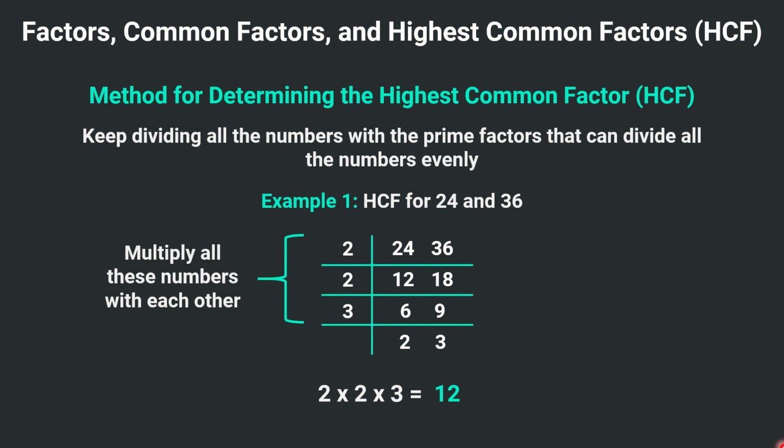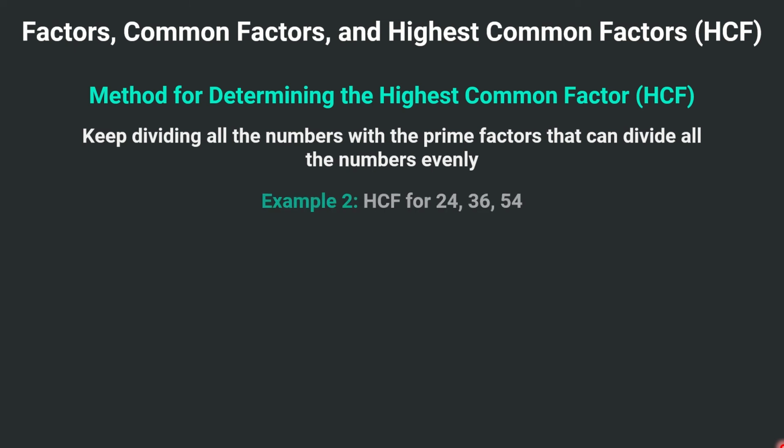So let's try another example. Now we will determine the highest common factor for 24, 36 and 54. Now we have three numbers, so we will follow the same method. So 24, 36 and 54. As you can see, all are divisible by 2. So we will divide all three of them by 2. Divided by 2, we will get 12, 18 and 27.